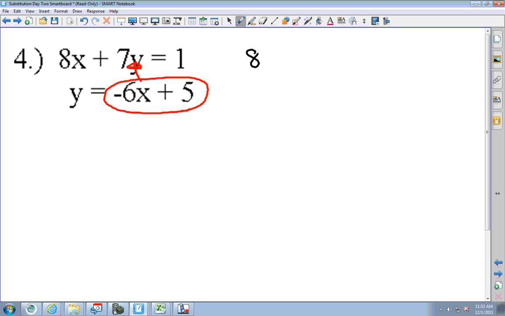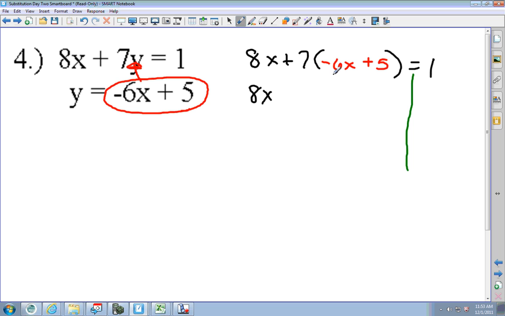I've got 8x plus 7 times y. Instead of y, what am I putting in there instead? Negative 6x plus 5. And that equals 1. Now I need to solve. Well, the 8x is over here by itself. I just bring it down. The 7 is outside the parentheses, so I take 7 times negative 6x, negative 42x. 7 times 5 is 35, and it equals 1.